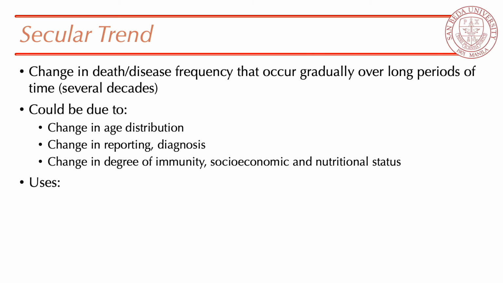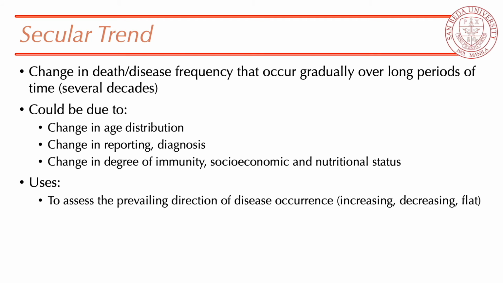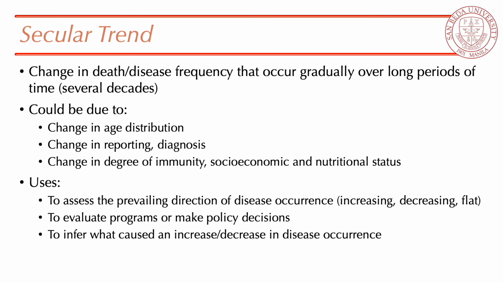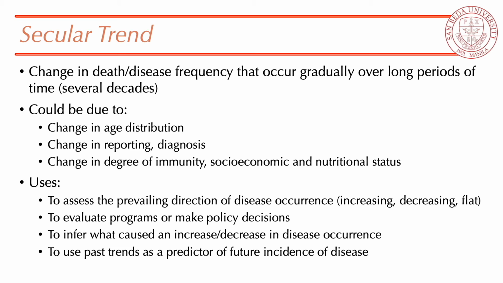Now, we make use of secular trends to assess the prevailing direction of disease occurrence, like, for instance, whether the number of incident cases are increasing, decreasing, or remaining stable. Now, we also use secular trends to evaluate programs that have been implemented to see if there were changes in the number of incident cases of the disease, and from there, make the appropriate policy decisions. Now, another use of secular trends is to hypothesize if an agent is the cause of an increase or decrease in the number of incident cases of the disease. And finally, by using past trends, we can forecast or predict any future incidents of the same disease.